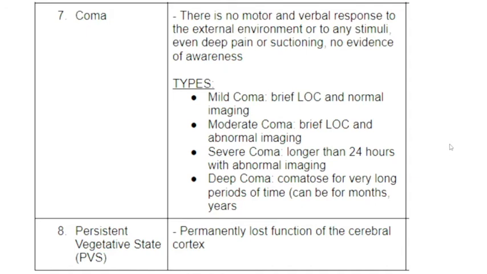It is a brief loss of consciousness and normal imaging. For moderate coma, it is a brief loss of consciousness and abnormal imaging. For severe coma, its duration is longer than 24 hours with abnormal imaging. For deep coma, comatose for a very long period of time, which can be months or years.